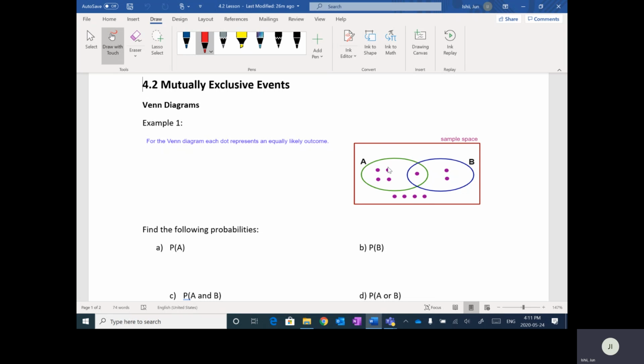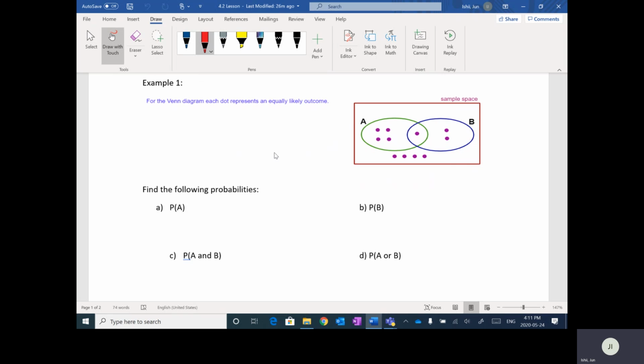I think it's best to describe or teach Venn diagrams through an example. So let's just jump into this first one here. For example one, this is important where it says for the Venn diagram, each dot represents an equally likely outcome. All that means is that each one of these dots represents the same amount of probability.